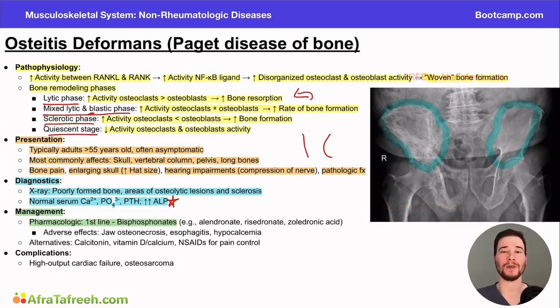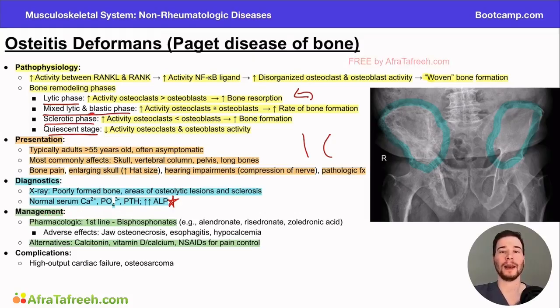Keep in mind, we've talked about previously that bisphosphonates have a bunch of adverse effects, including things like jaw osteonecrosis, esophagitis, and hypocalcemia. Alternatively, if we are not allowed to use these or a patient has one of these adverse effects, we can consider things like calcitonin, vitamin D and calcium, or anti-inflammatories like NSAIDs for pain control. Overall, these are less effective than bisphosphonates, hence they are alternative treatments, but they're things to keep in mind as well on testing.